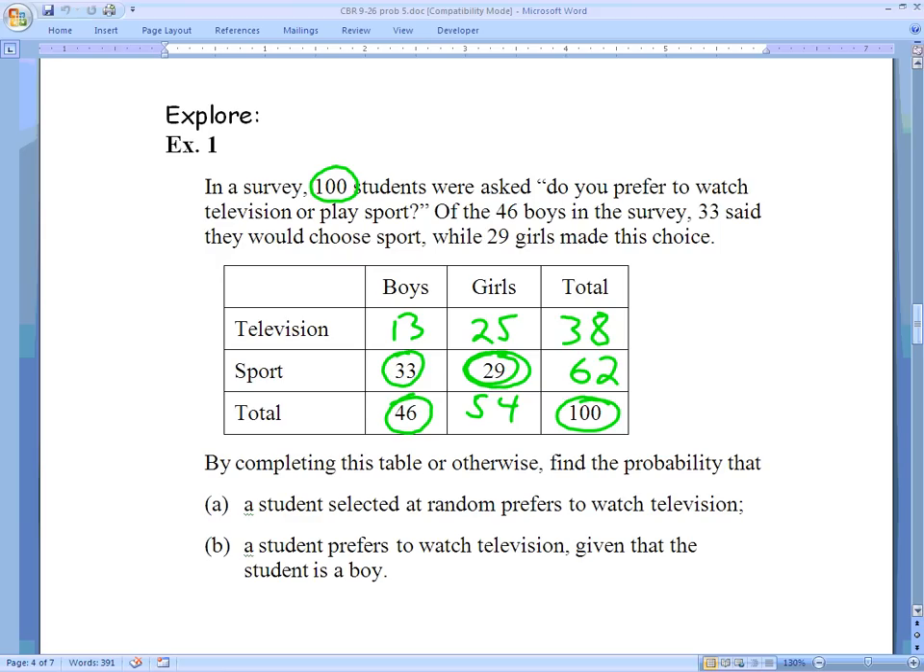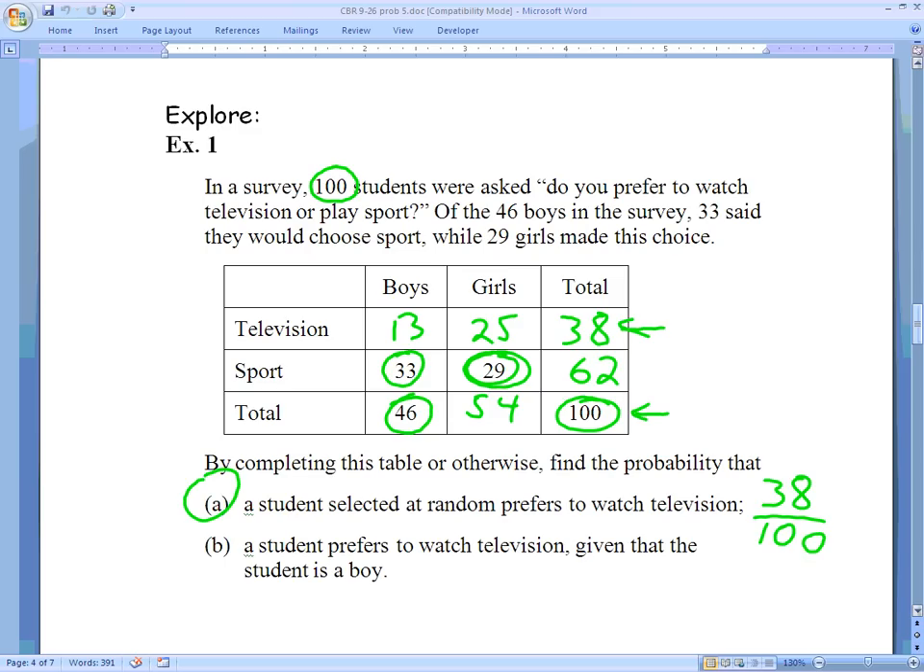Now that we have that, we can actually do some probabilities. So the first probability, we want to find the probability a selected student at random prefers to watch television. Okay, well, how many people like television? That's what we're looking for. That's our desired outcome, 38 out of our grand total of 100. And that's regular old probability.